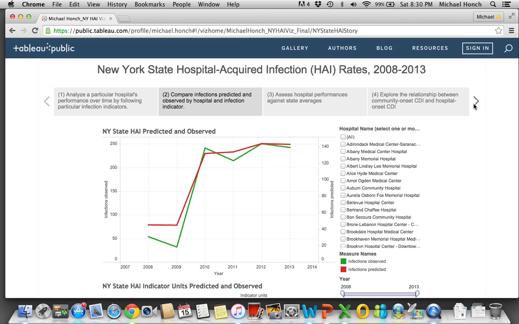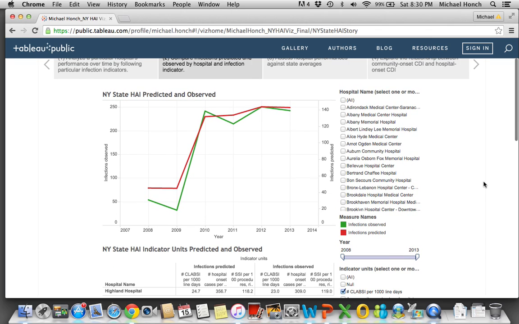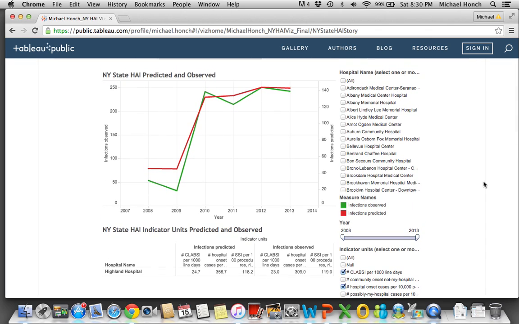The second visualization uses a line graph and a text table to look at HAI's predicted and observed and indicator units. And once again, I have this set up to study Highland Hospital. And what happens here is we look at these two measures, infections observed and infections predicted, and we can see some of the movements for Highland Hospital over the years here. And our text table here lets us study some of the related numbers behind the rises and falls on this chart here. Now, once again, we can query any number of hospitals here and indicator units.